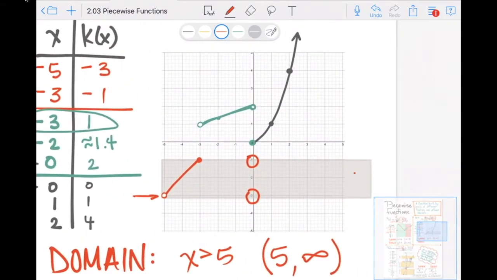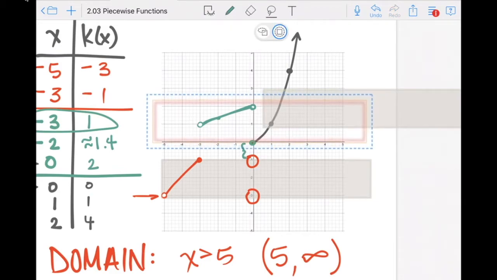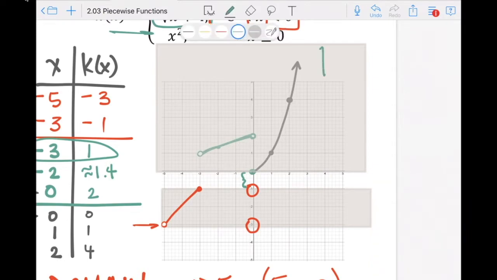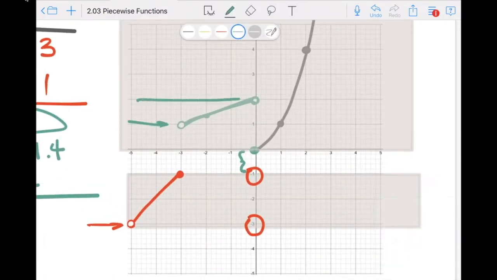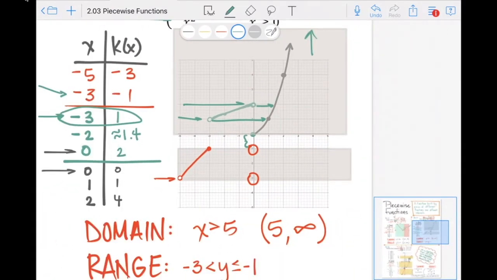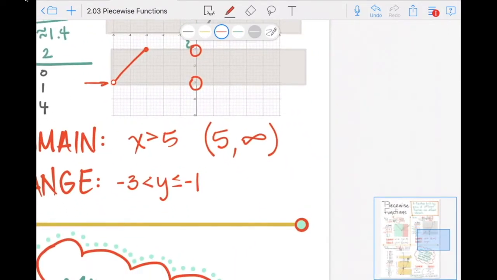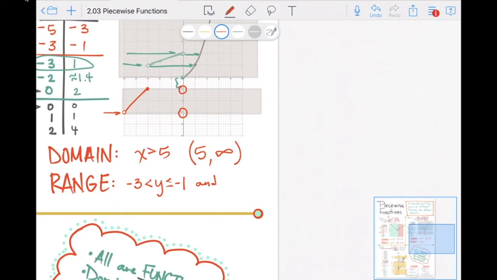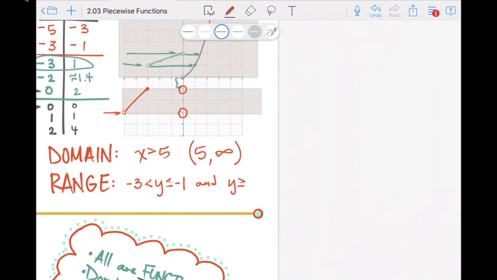So we have a gap where we don't have any range values from there to there. Then we do have range values from here, and it keeps on going up to infinity. Even though we've got holes right here and right here, there are corresponding points that fill in the holes on the parabola. So there are holes on the square root function part of the piecewise function, but the holes get filled in by the parabola portion of the piecewise function. So the range is not only -3 is less than y, which is less than or equal to -1, but it's also y is greater than or equal to 0.